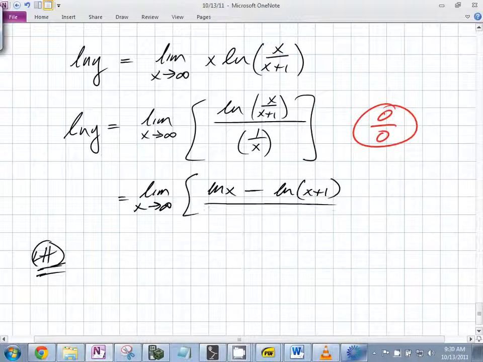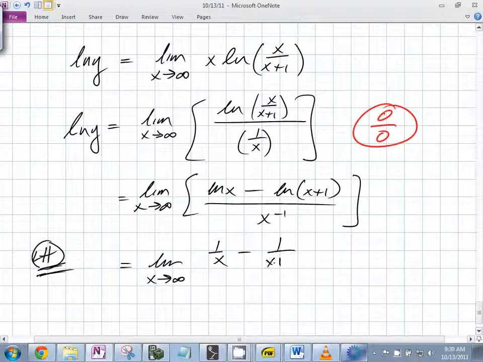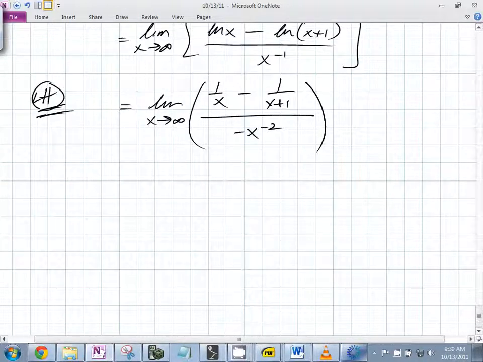Now we use L'Hopital's rule, we end up with the limit as x goes to infinity of 1 over x minus 1 over x plus 1, all over negative x to the negative 2, right? What did you do at this point? Brought the negative x thing to the top, right? So pretty much the same thing we just did. And we took out the negative sign. Exactly.